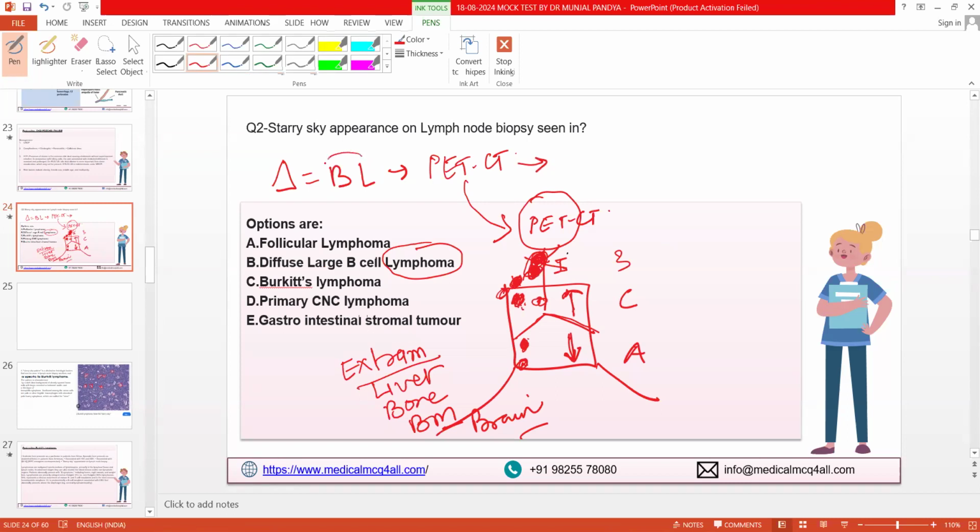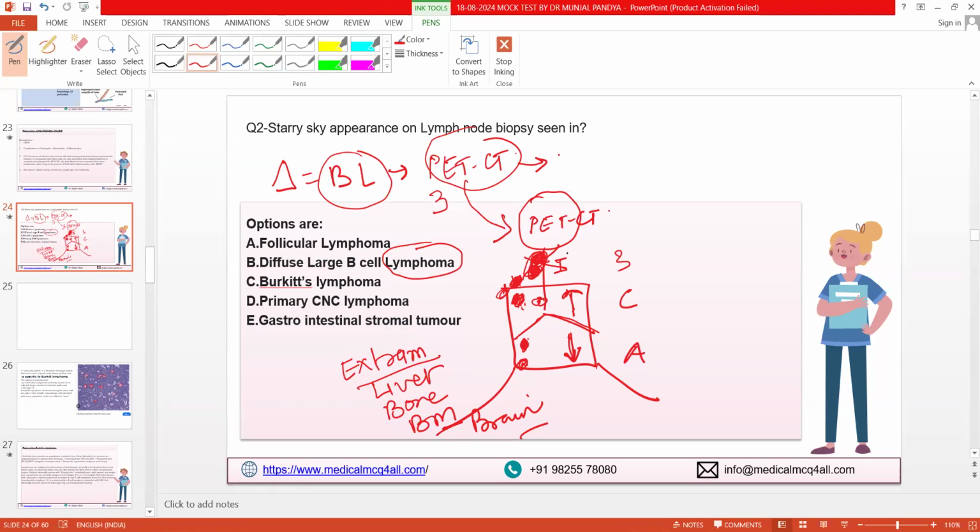Yes, sir. So now you did the diagnosis, right? Starry sky appearance. You did a PET scan. You diagnosed that this patient has a stage 3 disease, right? So what is the next step now? Diagnosis, staging, and what is the third thing? What is the next step you want to do for this patient?